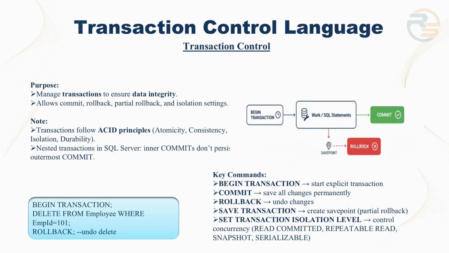Transaction Control Language manages database transactions. It ensures data integrity using ACID principles. Key commands include begin transaction, commit, rollback, save transaction. Begin transaction starts a transaction. Commit saves changes permanently. Rollback undoes changes. Save transaction creates a restore point. These commands help maintain reliable and consistent data.